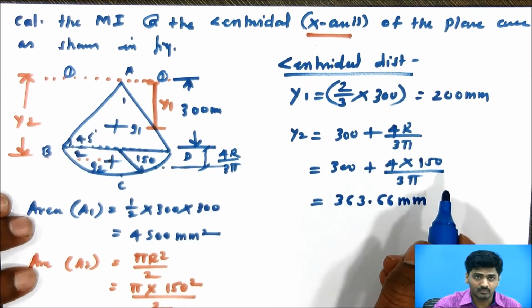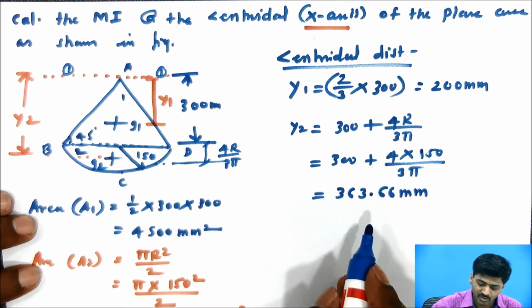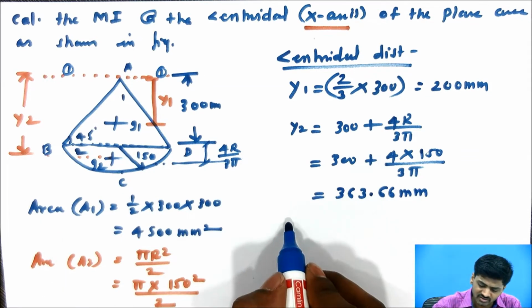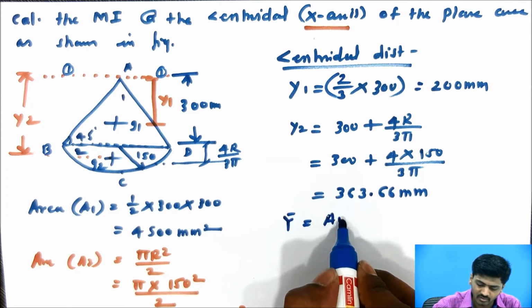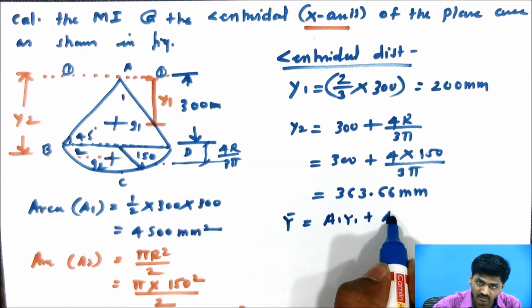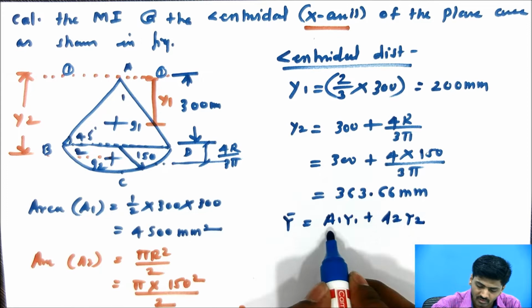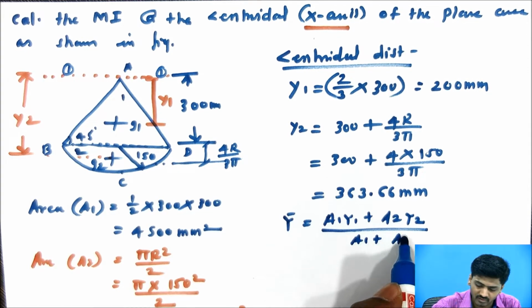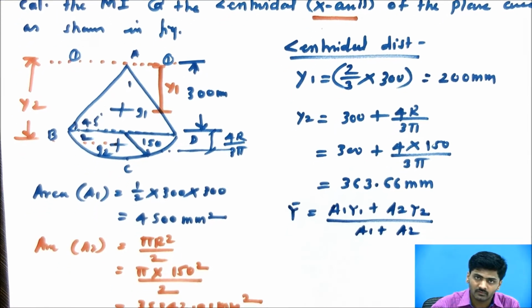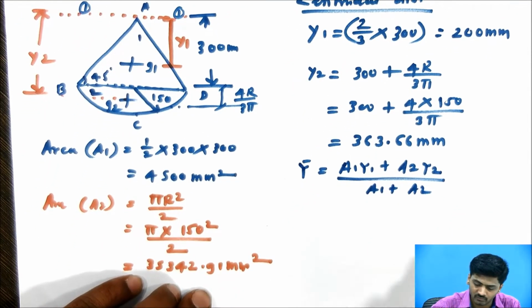Centroidal distances are very important. Okay. Now you may calculate the y bar. How to calculate the y bar? Y bar is nothing but A1 y1 plus A2 y2 divided by total area, that is nothing but A1 plus A2. So all the values are in front of you.